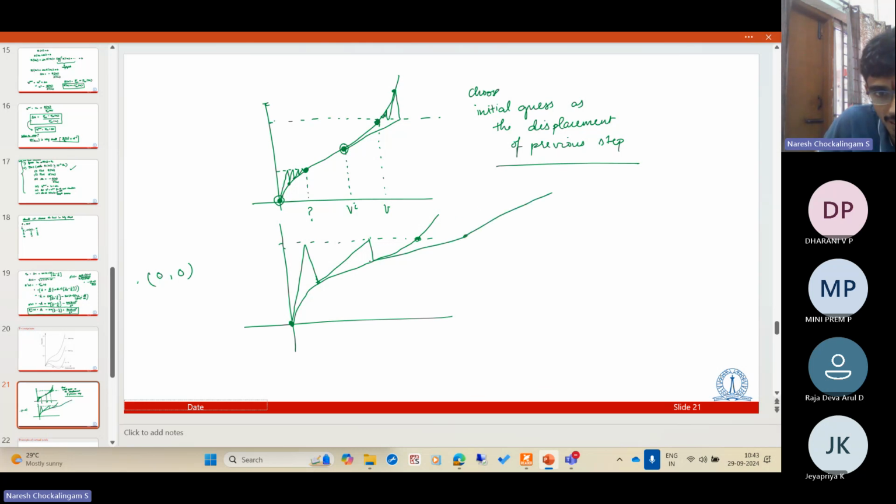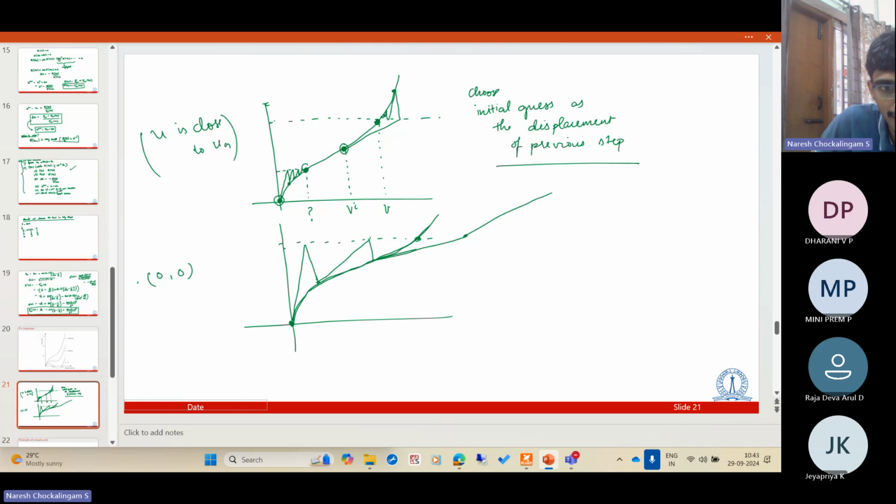So here you see there's a change of curvature. Here the curve is concave downwards, and here it is concave upwards. So when we have such points of inflection, this Newton-Raphson could diverge. So that is the reason, and we assume that U is close to UN. We assume this, therefore, always increase the force in small steps.